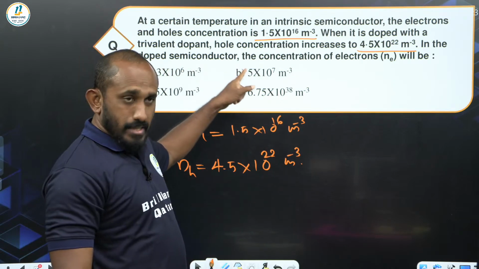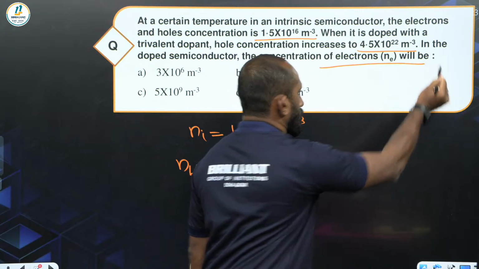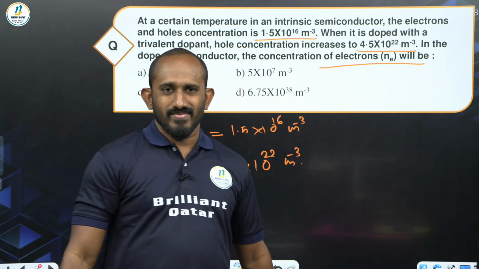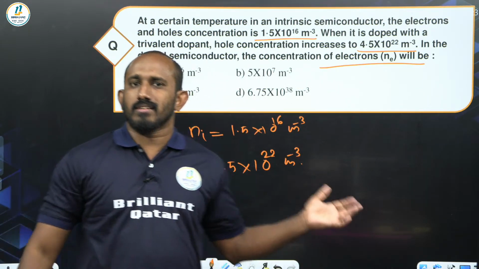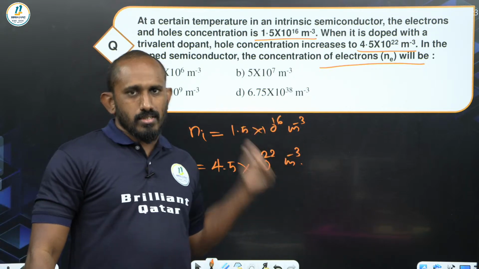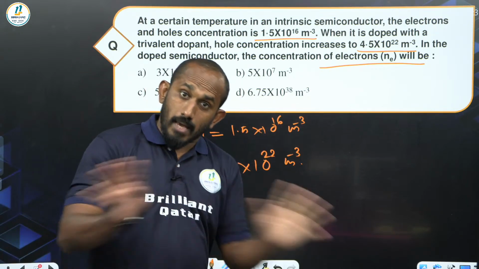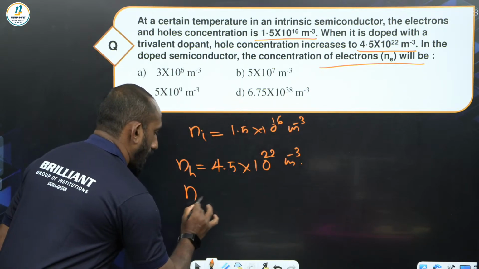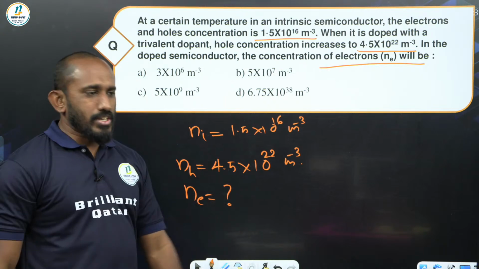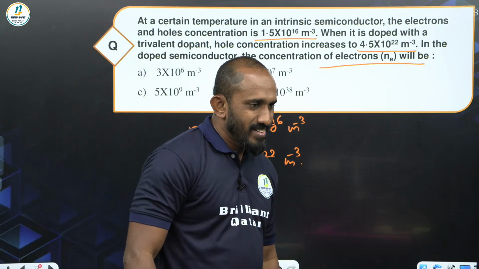In the doped semiconductor, you have to find the concentration of electrons, Ne. See dears, just before, I got a similar equation in another question. So here the concept is a little bit changed, that's all. You have to use the same equation. You have to find Ne. What is the equation? Yeah. Venkat got the answer.